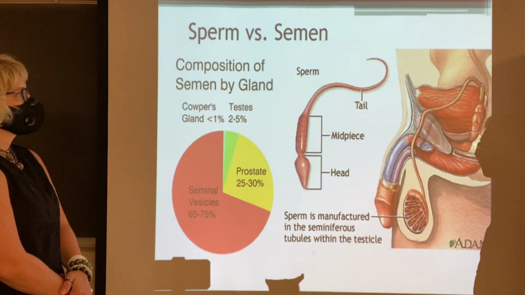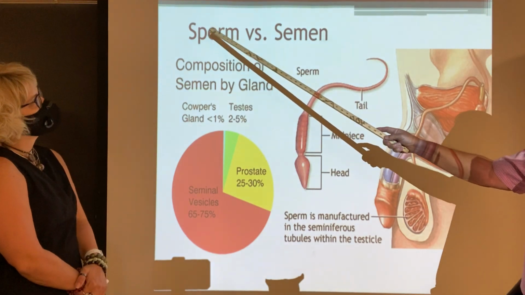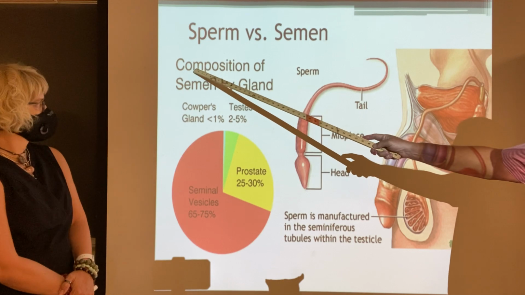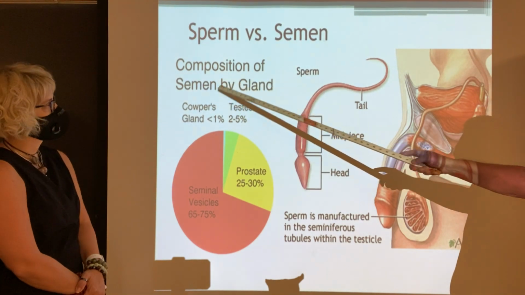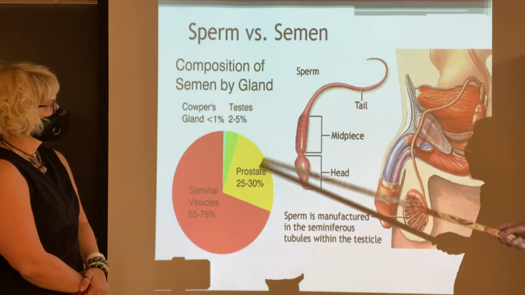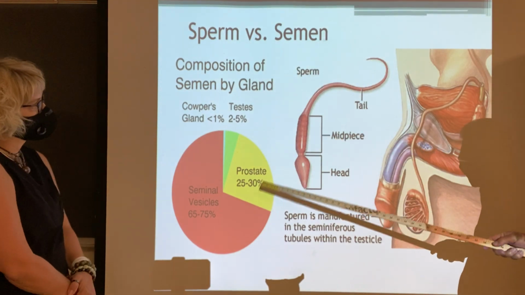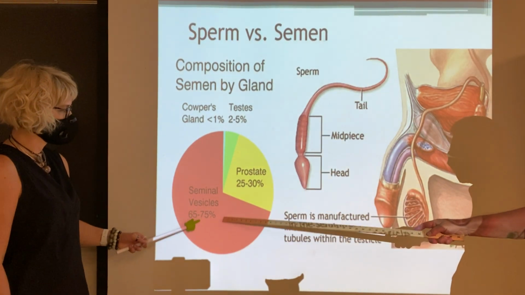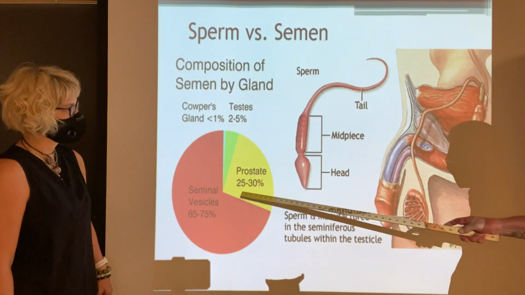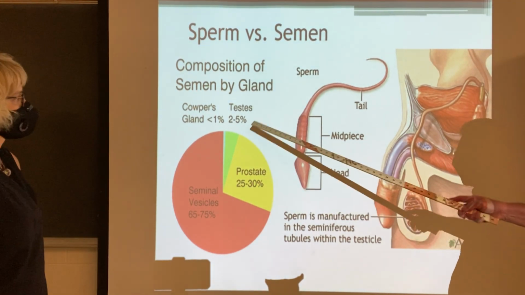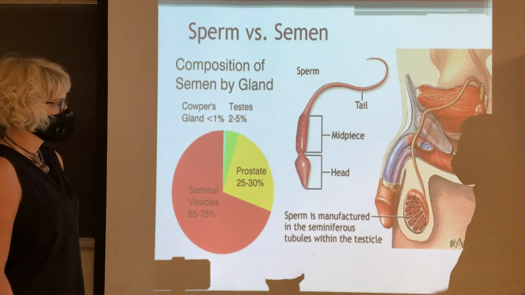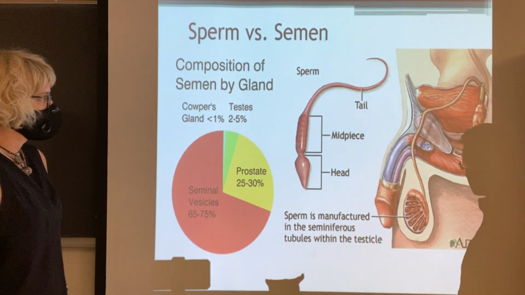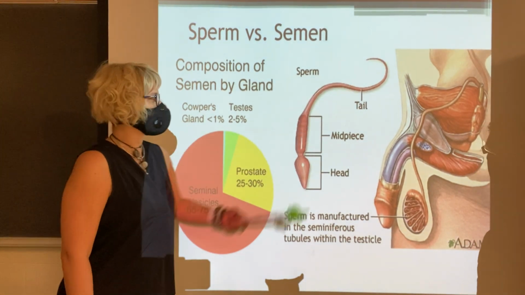Here we have sperm, and as you can see, what's the difference between sperm and semen? What is semen composed of? Here we can see seminal vesicles, 65 to 75%, prostate gland, 25 to 30%, and then the bulbourethral glands, approximately 5%. And then this is the anatomy of the sperm.